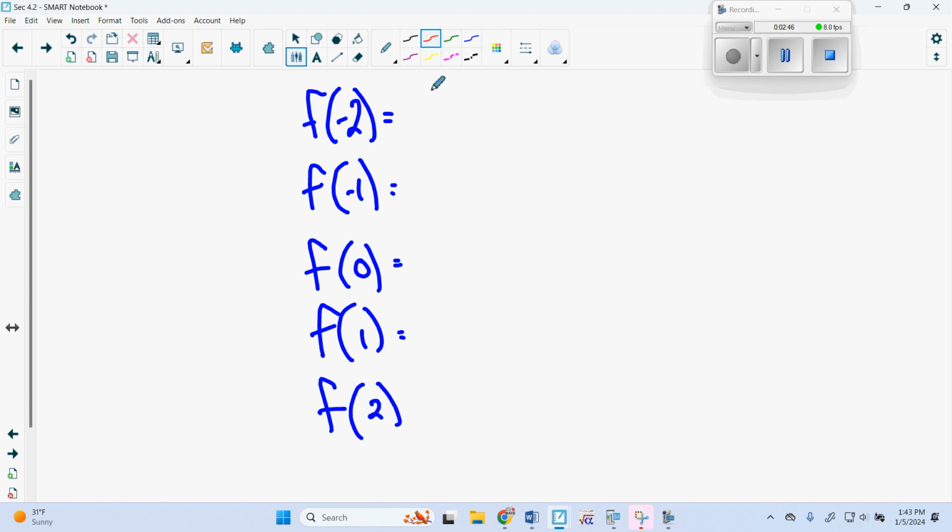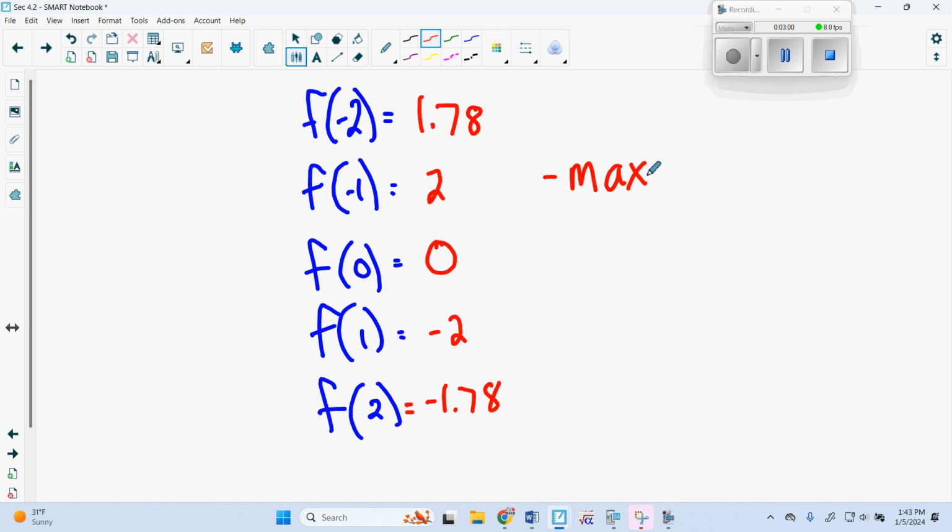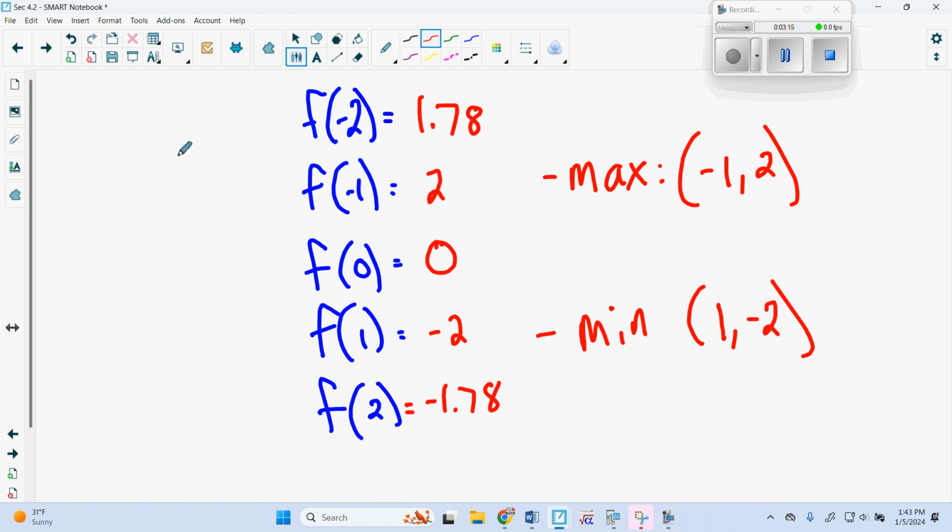If we do those, I've already plugged them in, we get 1.78, we get 2, we get 0, we get -2, and we get -1.78. So, our maximum value, we're looking at the y, our maximum value is at the point -1, 2, and our minimum value is at the point 1, -2. So that's just kind of a review of what we did last week.